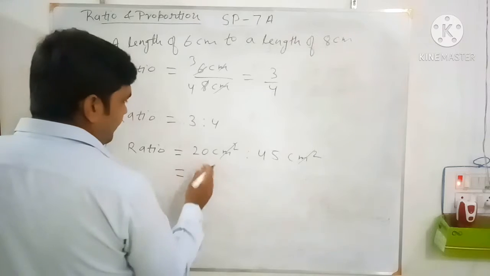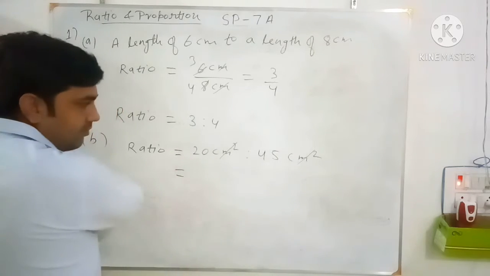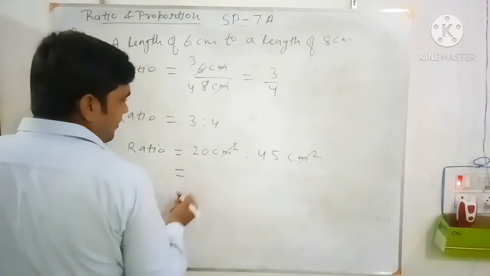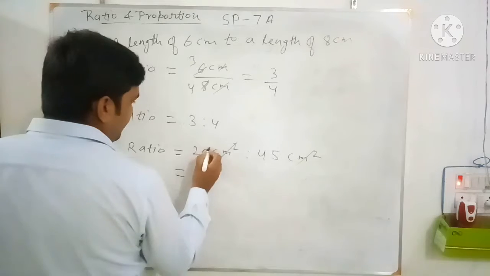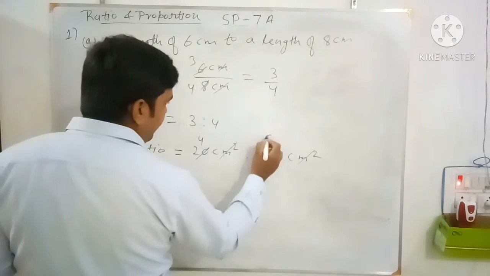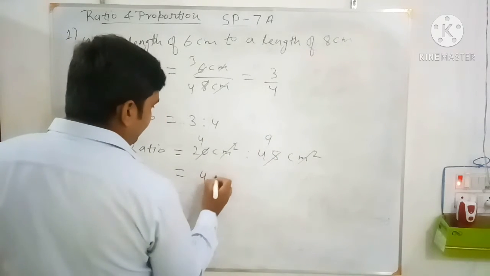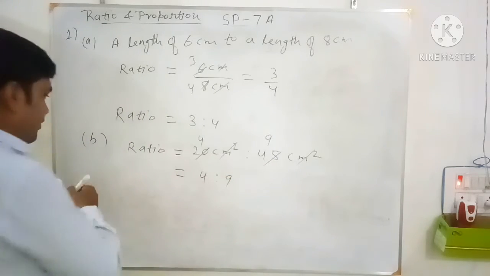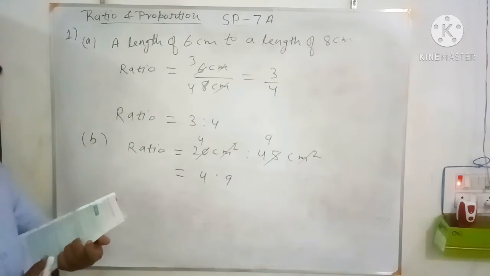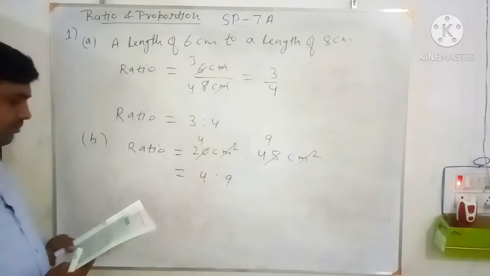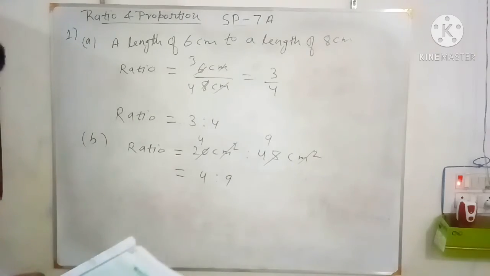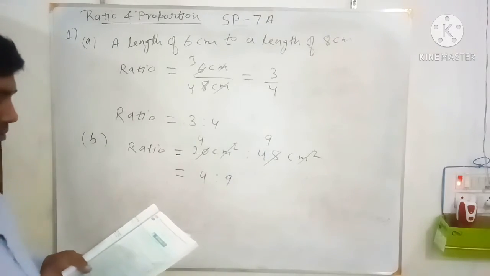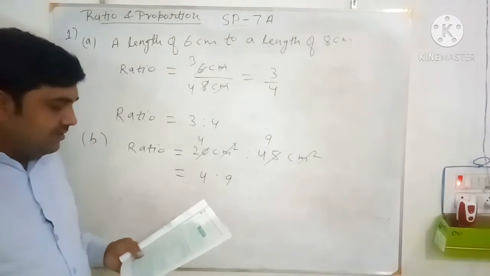Now we divide each term of the ratio by a common factor, which is 5. So 5 4s are 20 and 5 9s are 45. So you will get the value 4:9. So the simplest ratio is 4:9. Similarly, you can do question C also, a volume of 26 liters to a volume of 65 liters. Both the quantities have the same units, liters.